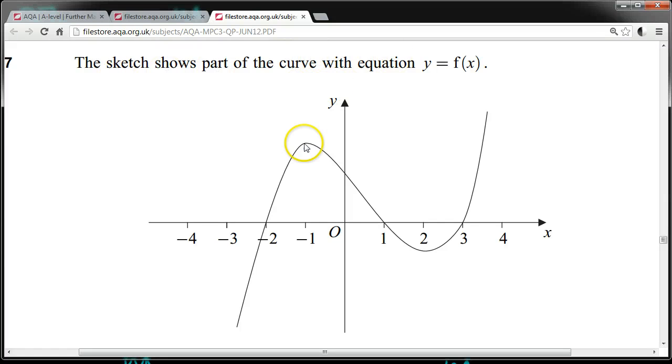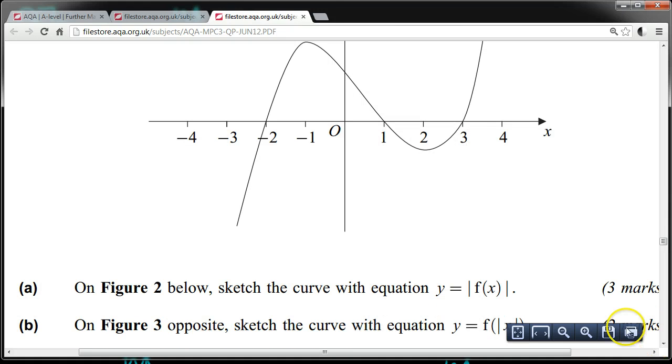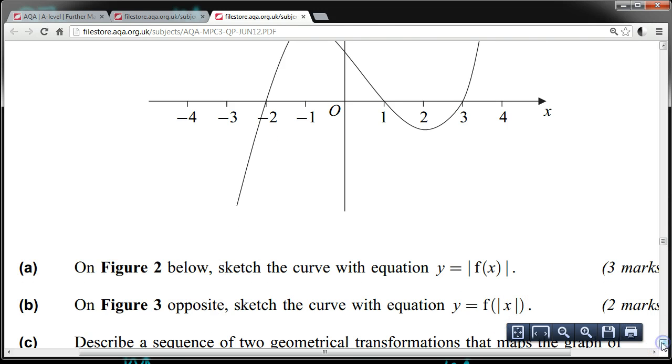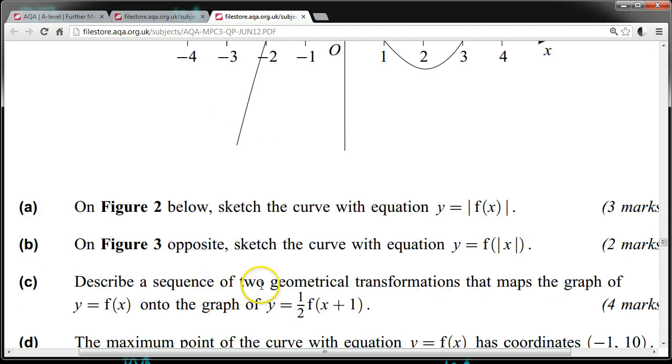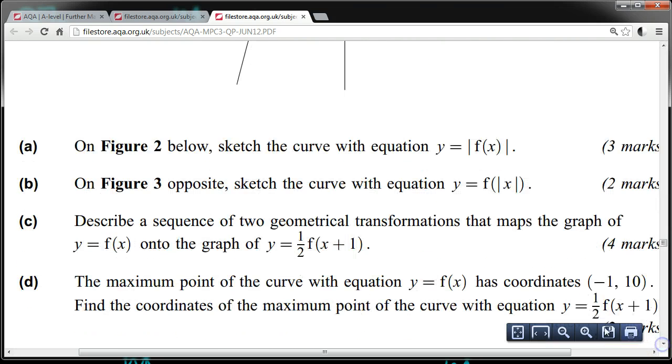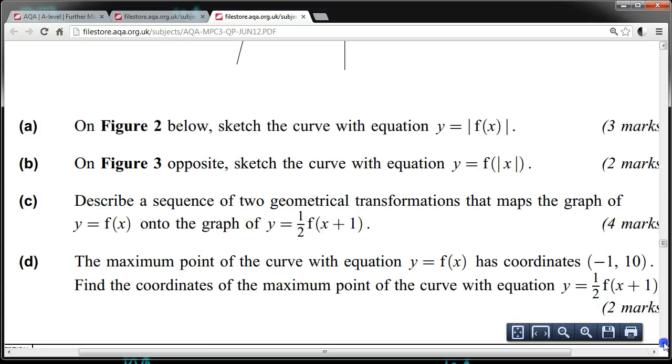The sketch shows part of the curve with the equation y equals f of x. Sketch the curve y equals modulus f of x. Sketch y equals f modulus x. Describe a sequence of two geometrical transformations that maps the graph of y equals f of x onto the graph of y equals a half f of x plus 1. The maximum point of the curve with the equation y equals f of x has coordinates minus 1, 10. Find the coordinates of the maximum point with equation y equals a half f of x plus 1.